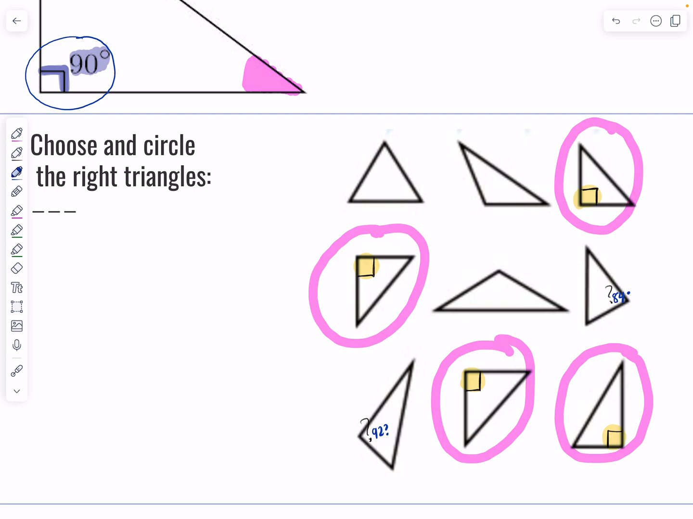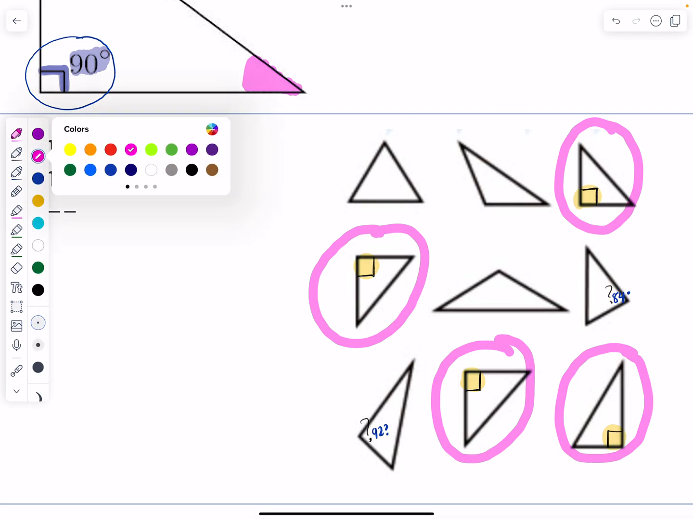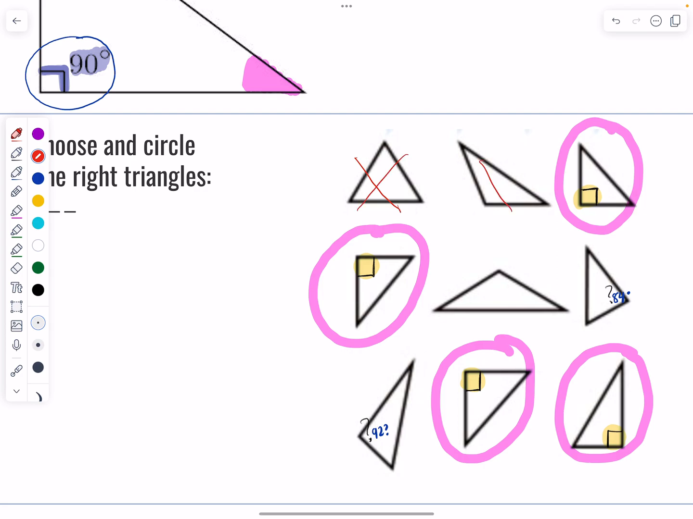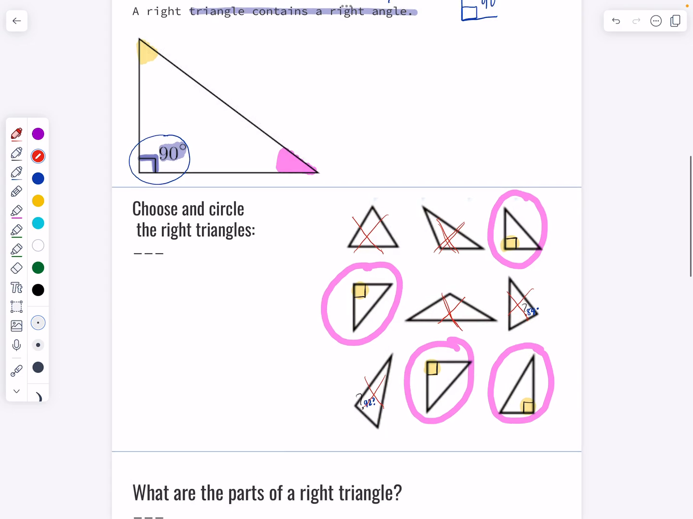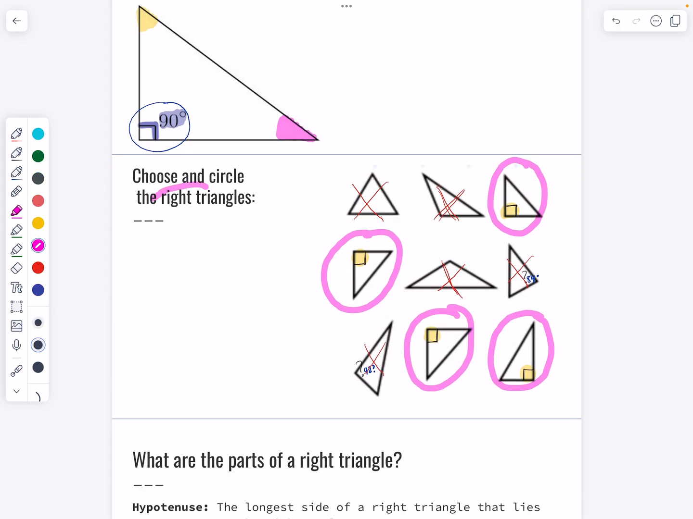So we would say that those other ones are not right triangles because they do not contain right angles. We would cross these out and say that those are not right triangles. That would be an acute triangle, an obtuse triangle, an obtuse triangle, an acute triangle, and an obtuse triangle. Only the pink ones are our right triangles. So we circled the ones that were right triangles.